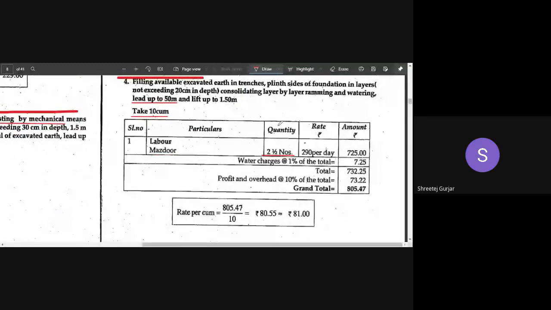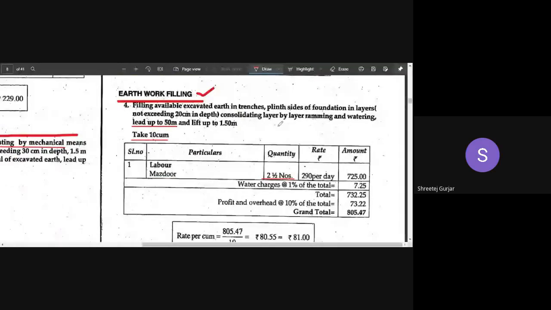Once you have understood, the remaining things are same. You can see that we are taking 10 meter cube in filling, right? And in filling also, we do not require any material. So do not consider any material cost. Only labor is required, mazdoor, right? So in mazdoor, previously, how many mazdoor had we assumed?